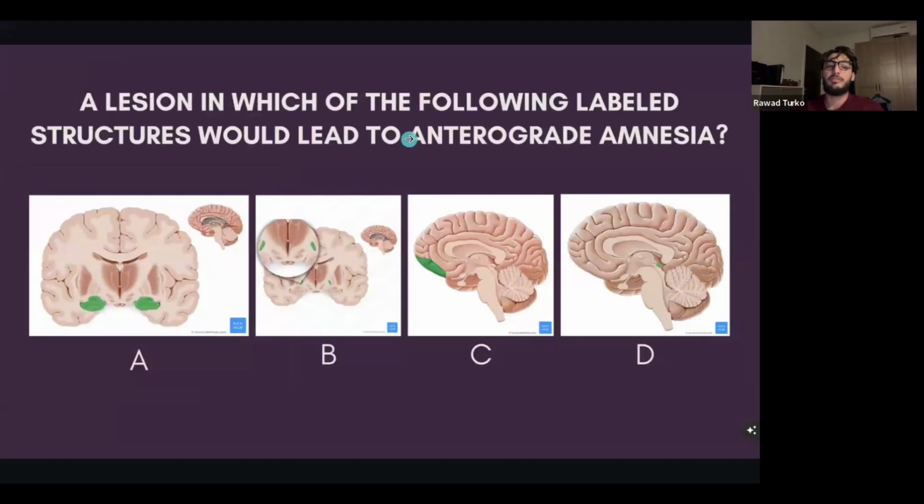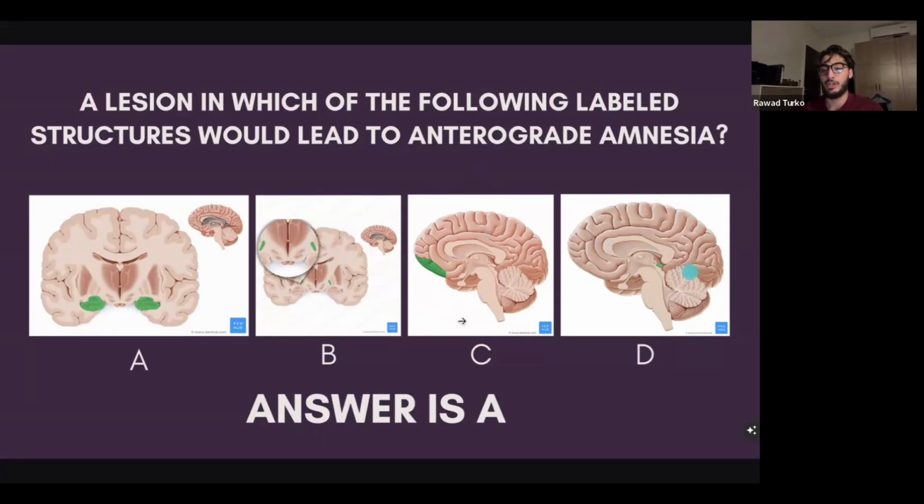A lesion in which of the following labeled structures would lead to anterograde amnesia? Okay, take a minute. So the answer is A. Does anyone know why anterograde amnesia? Try to think about it for a second.